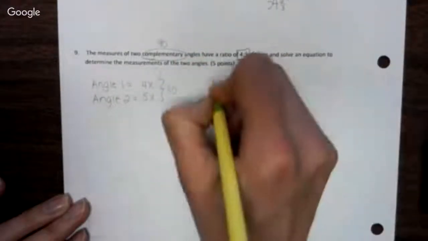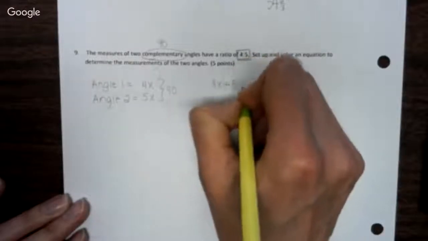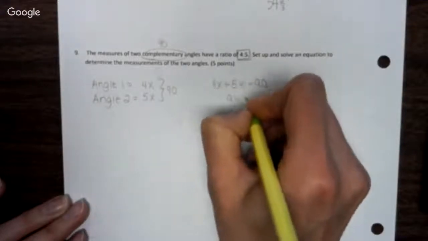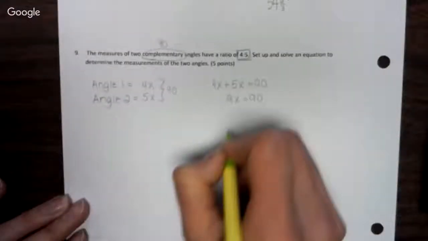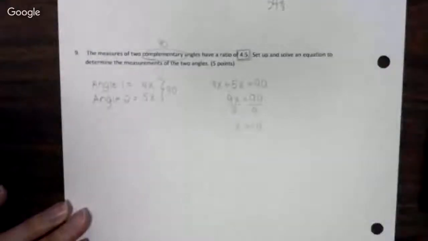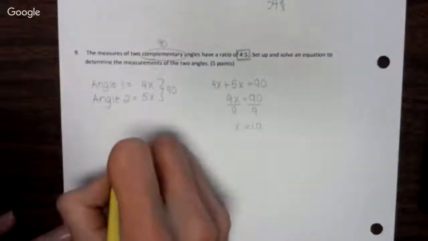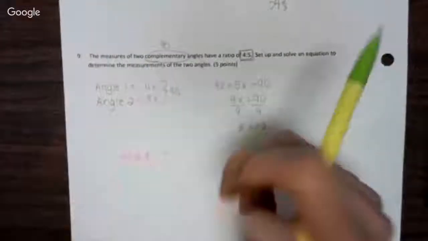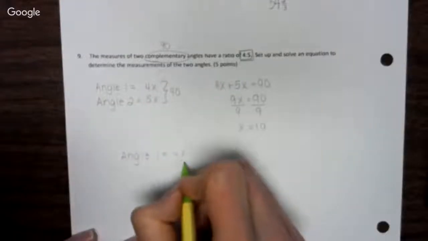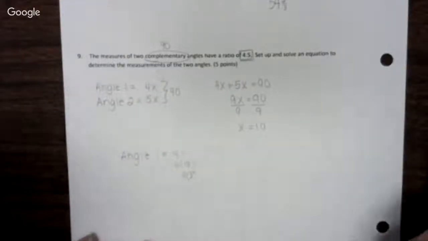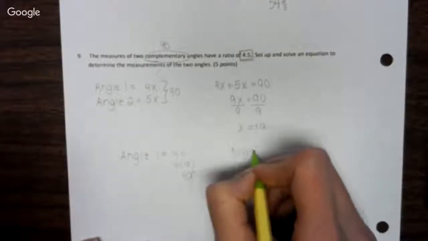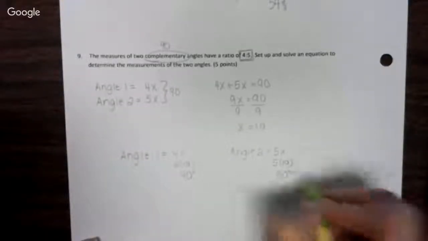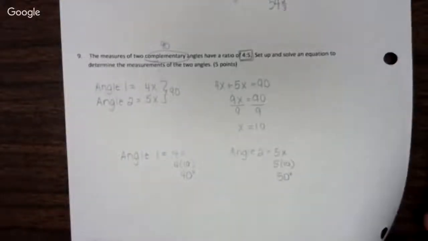We know these add up to 90. So my equation is 4x plus 5x equals 90. Well, 4x and 5x is 9x. So divide both sides by 9, and x is equal to 10. Now, it does say to find both angles, so let's find angle 1 first. Angle 1 is 4x. I know x is 10, so 4 times 10 is 40. Now let's do angle 2. That's 5x. So 5 times 10 is 50. And there's my 2 angles.